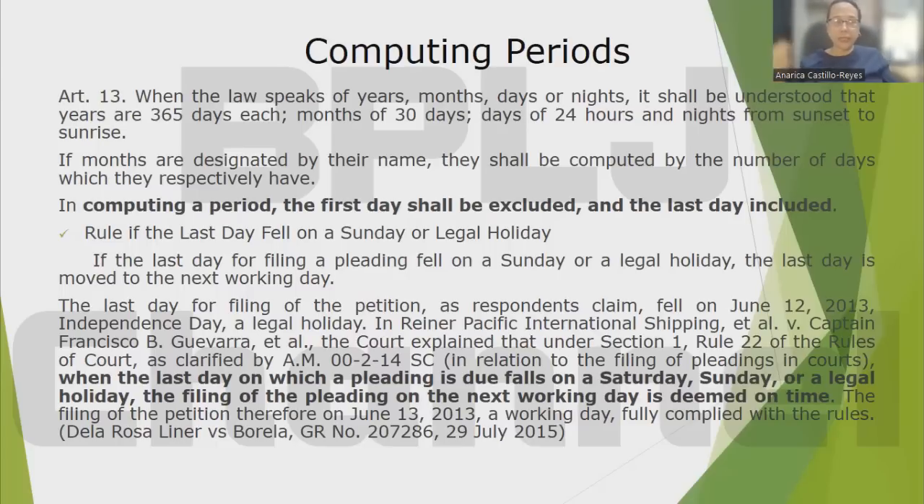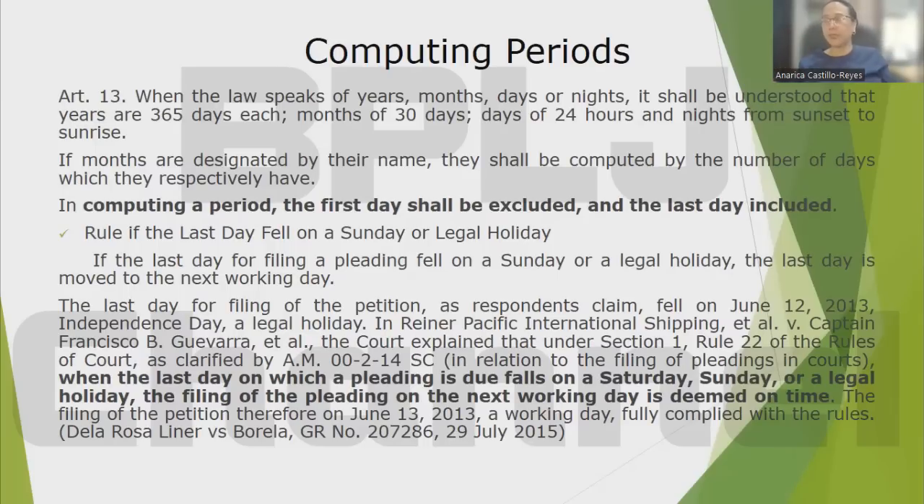Under Article 13, first day excluded, last day included. So today is September 14. You don't begin counting today. You begin counting tomorrow. So 15, 16, 17, 18, 19, 20, 21, 22, 23, 24. So September 24 will be your last day.